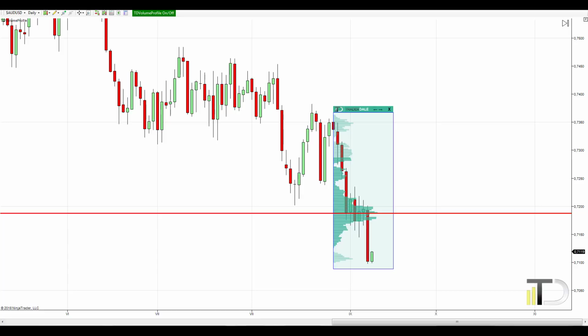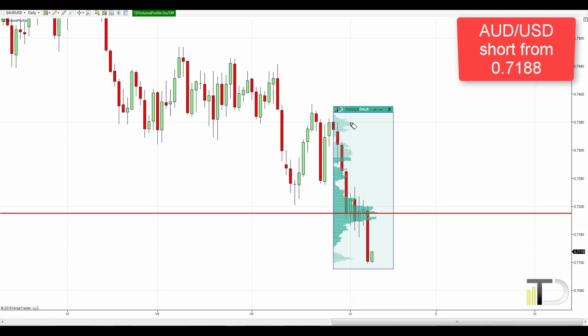Today is the 10th of September 2018, so let's get to it and let's have a look at the swing levels first, and let's start with Australian dollar US dollar. There is a new short level which I like to take. The level is based on the trend setup.